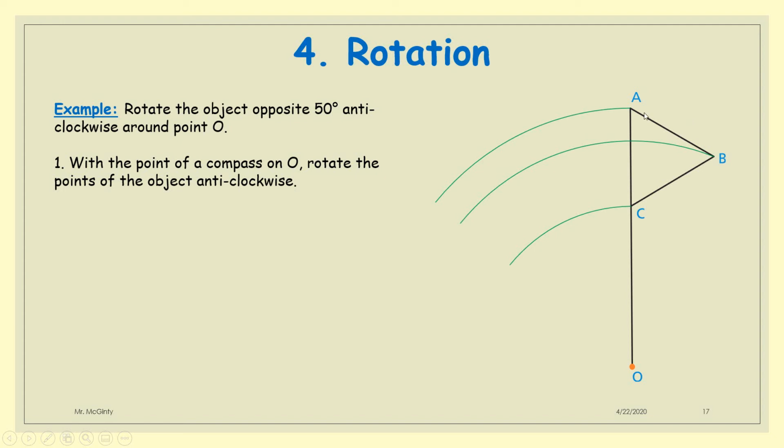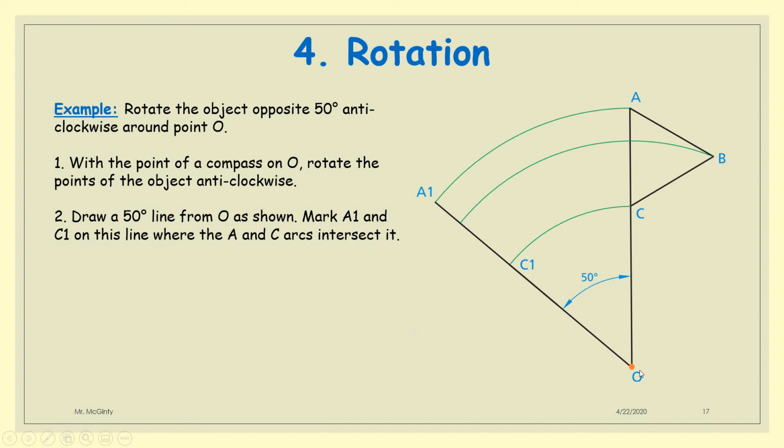So anti-clockwise, so A, B and C, we're going to rotate it. So set your compass at O, and rotate three light lines down here, okay? So we don't know how far we need them yet. Then from this line here, to get A and C, they're nice and easy, they're in the same point. So you're going to measure across using your protractor 50 degrees, and you're going to draw a straight line up, okay? So this angle between this line and this line is 50 degrees. A and C, one will be there, okay?